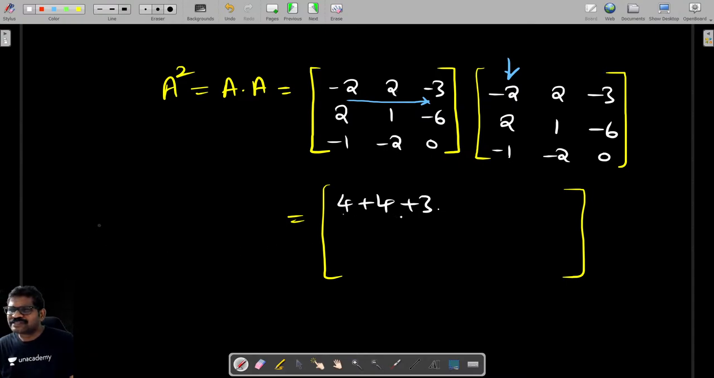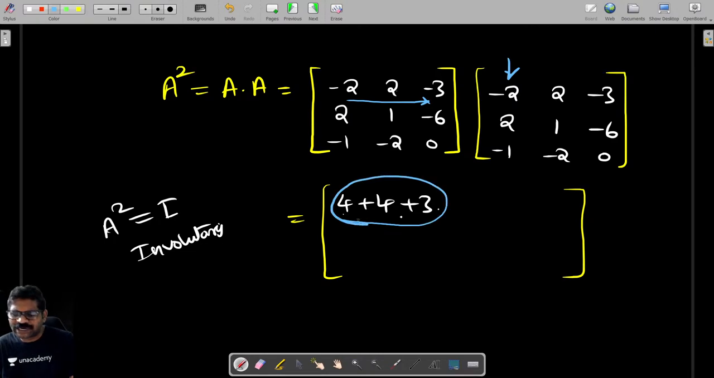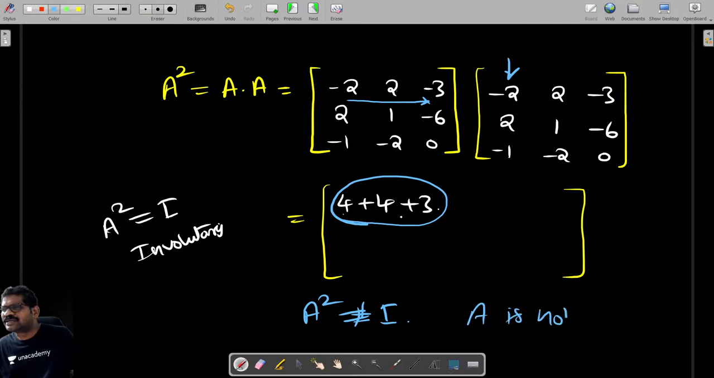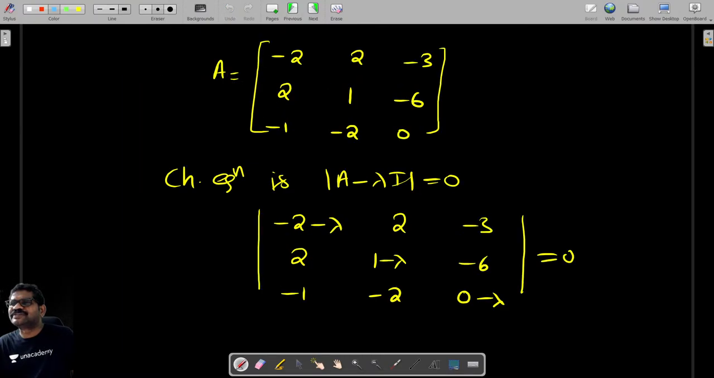A matrix is involutory if A square equal to I. So here, the 1-1th entry is 11. It is not equal to 1. So it is not an identity matrix. So you can confirm that A square is not equal to I. Therefore, A is not involutory. Therefore, the first option is incorrect. The first option is false.